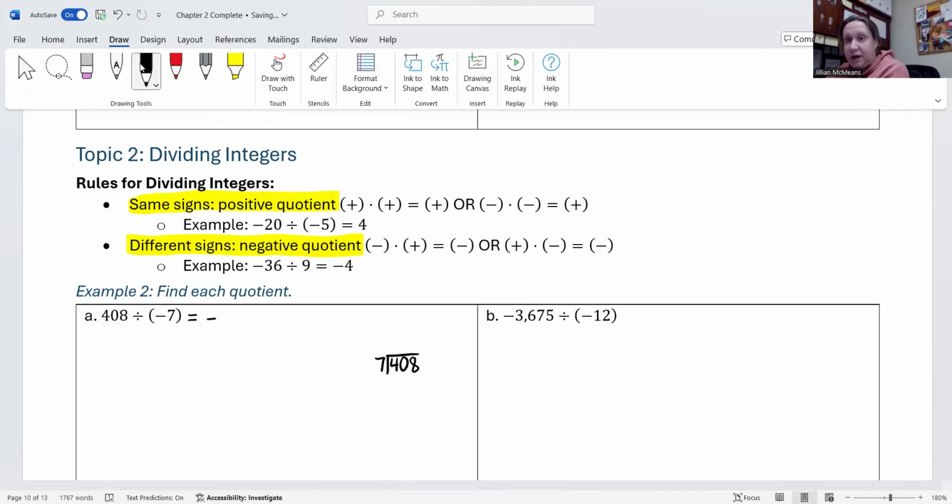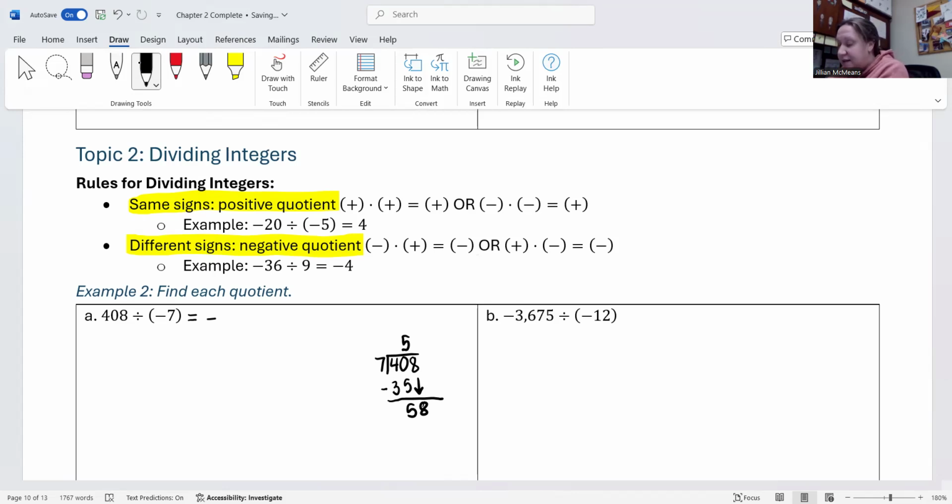So what we do is we figure out how many times 7 will go into the first digit or the first two digits. In this case, 7 will not go into 4, but if I look at 4 and 0, 7 will go into 40. So 7 will go into 40 5 times. 5 times 7 is 35. Make sure you've got your multiplication table out if you need to verify these numbers. So 40 minus 35 is 5. I drop down the next digit, which is an 8, and then I repeat the whole process.